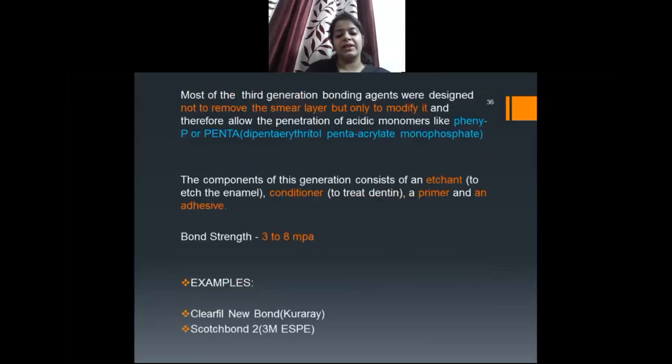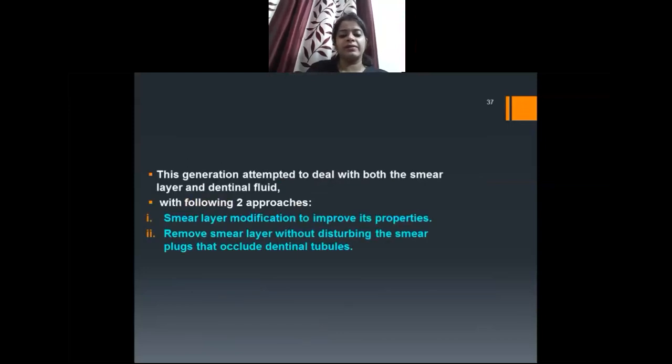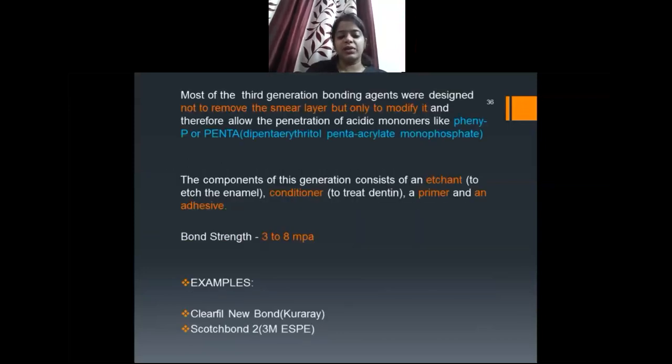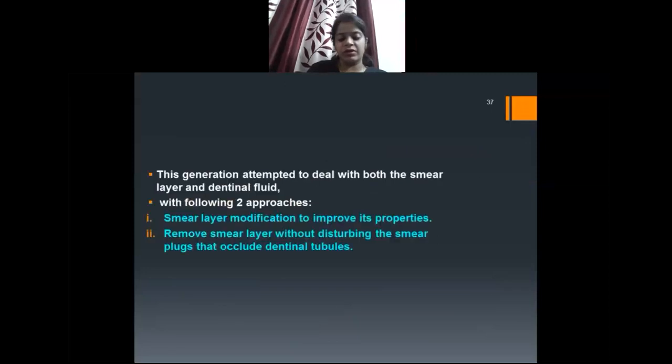In 1979, most of the third generation bonding agents were designed not to remove the smear layer but only to modify it, and therefore it allows the penetration of an acidic monomer like phenyl-P, dipentaerythritol pentaacrylate monophosphate. The components of this generation consist of an etchant, a conditioner, a primer, and an adhesive. The bond strength was 3 to 8 megapascal. Examples are Clearfil New Bond, Scotchbond.